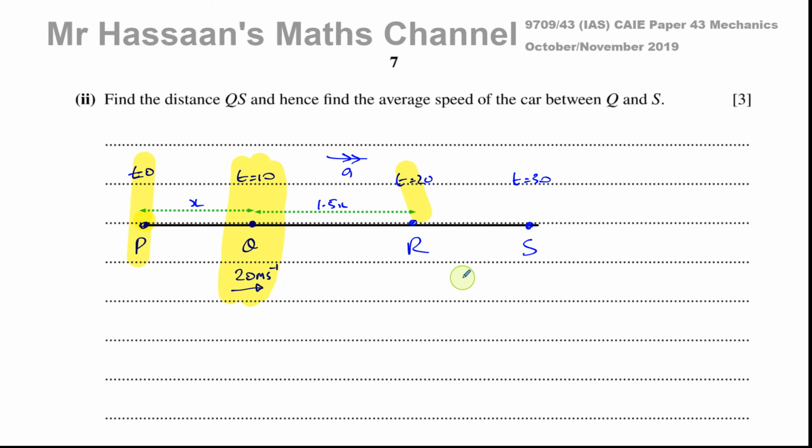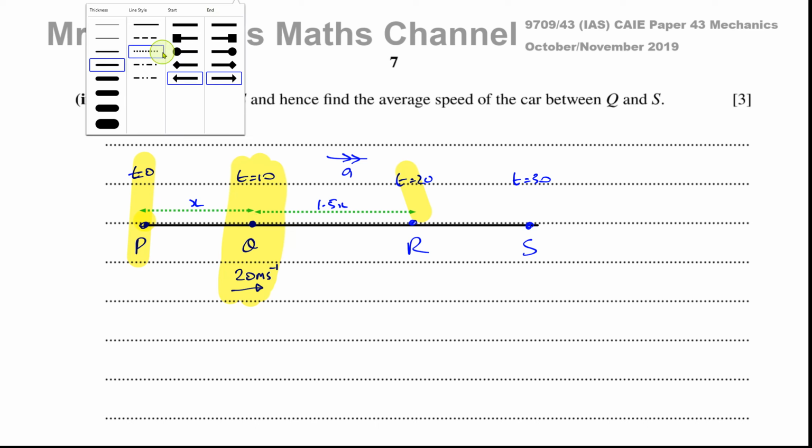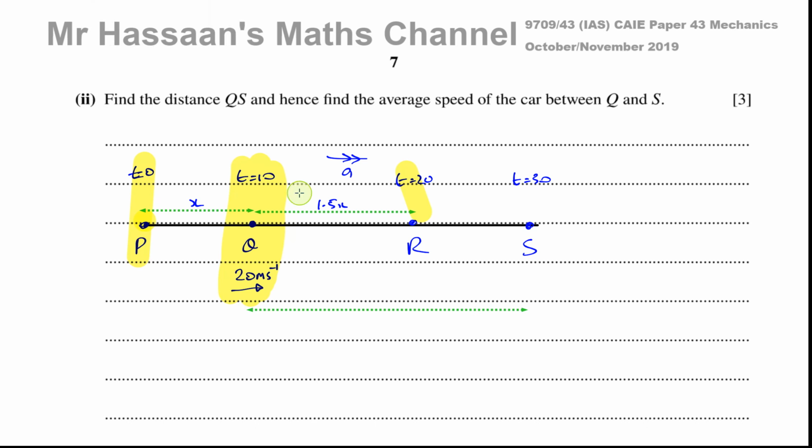Anyway, no problem. So now it says find the distance between Q and S. So we have to find this distance between Q and S. This is the distance we have to find. And then find the average speed of the car. So please, in this type of question, remember there are 2 parts to the question. It's very important that you don't just skim read it and forget that there are actually 2 parts. Many people will just find the distance QS and forget about the average speed. So keep that in your mind from the beginning.